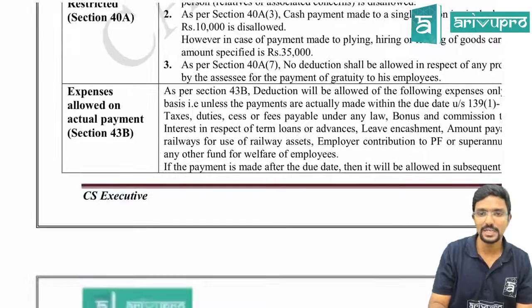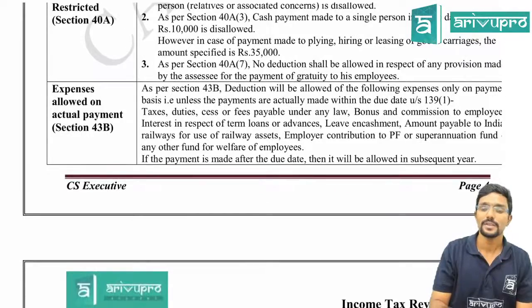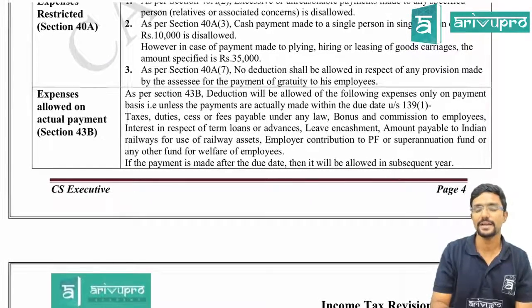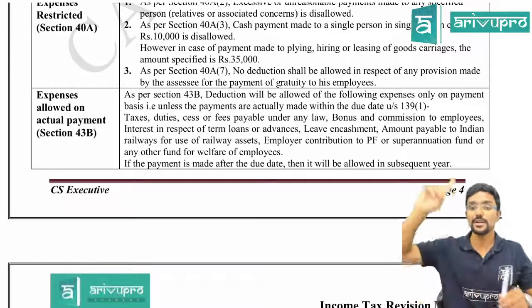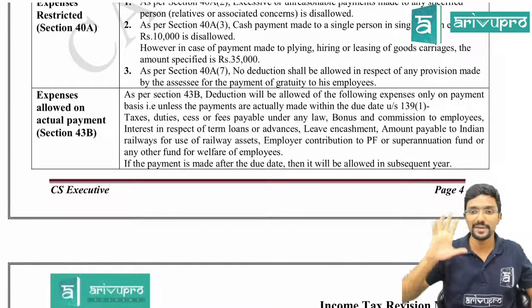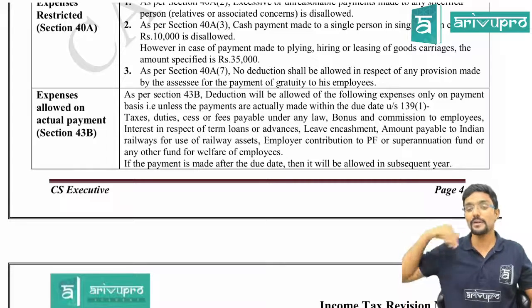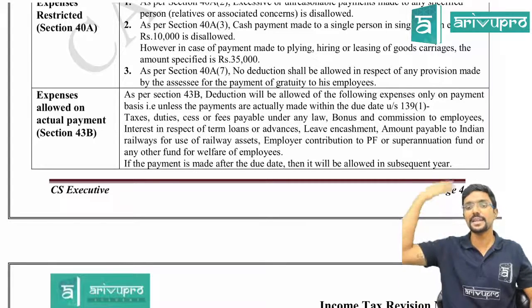Then comes 43B. 43B covers around 7 to 8 items, which tell that if you make the following payments only within the due date of filing your return of income, you can claim them as expenses. If you pay after that, then you can claim it in the next year.